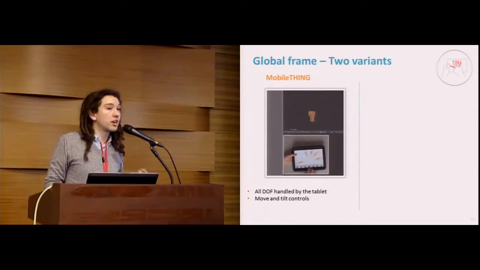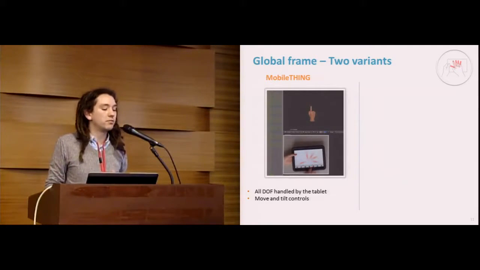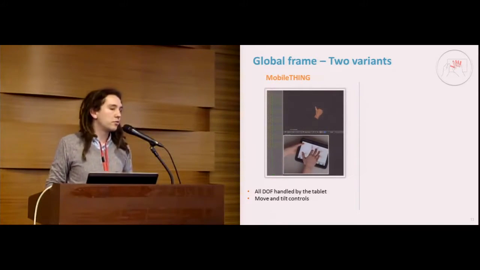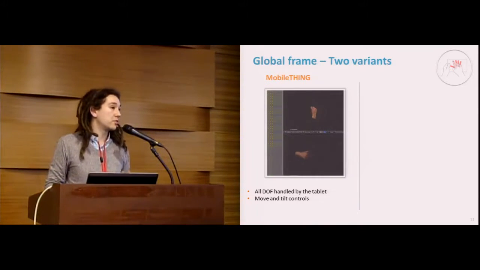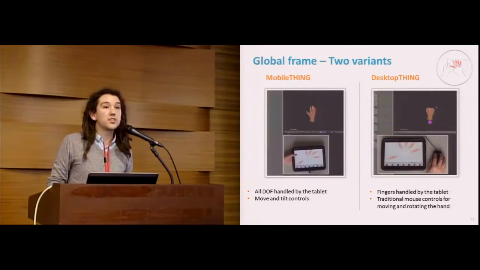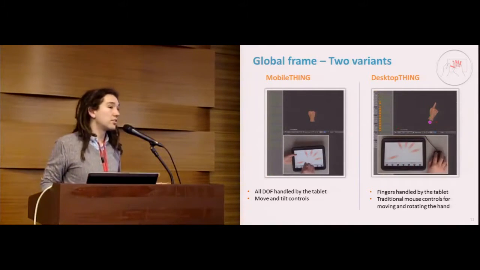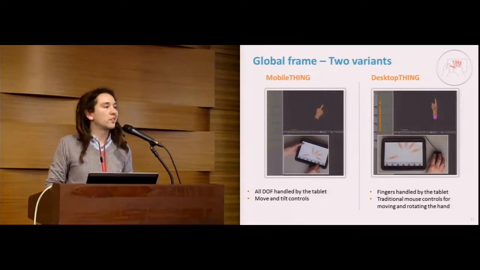So we saw how to control this local frame, which included the local finger configuration. And now for controlling the global frame, which includes the global position and orientation of the hand, we experimented with 2 different variations of our technique. The first one, we called it MobileTHING, and it's about letting the tablet handle all of the degrees of freedom. So to move and rotate your hand model, you simply move and tilt the tablet in space. And the second one, we called it DesktopTHING, is about delegating the control of this global frame to the usual tools of computer animation. So typically you use the tablet to control the fingers of the hand, and you switch to a mouse and keyboard combination to control the position and orientation of the hand.